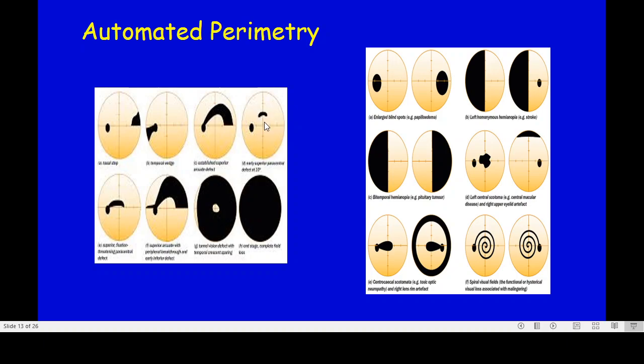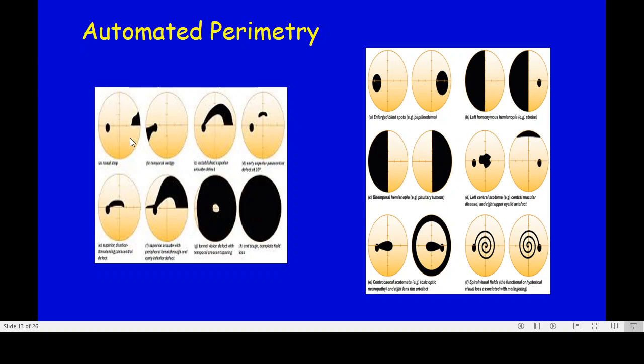Centrocecal scotoma or paracentral scotoma. A dense arcuate defect. This is a total defect with a central tubular area which is spared. These are seen in very advanced stages of glaucoma. The important thing to note here is that in glaucoma, the changes don't cross the horizontal midline.